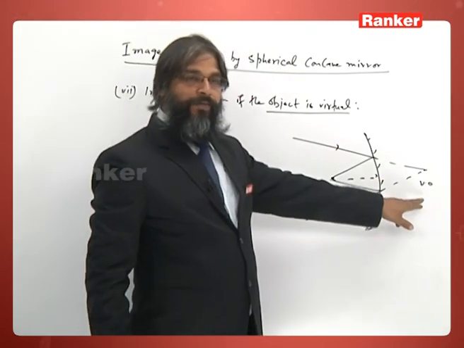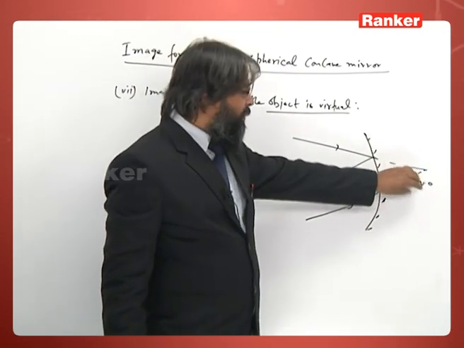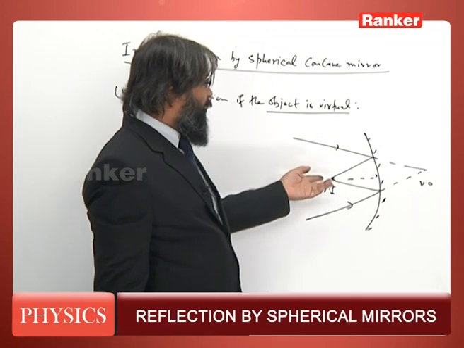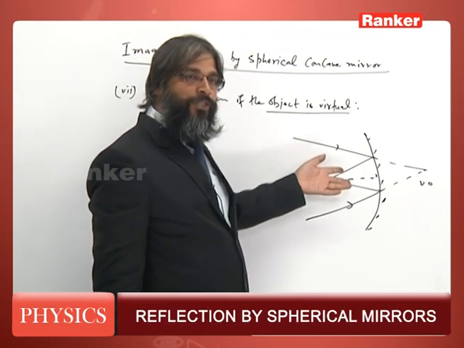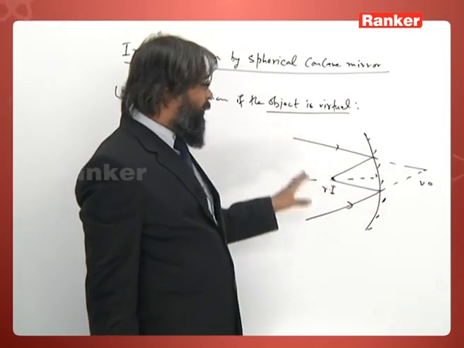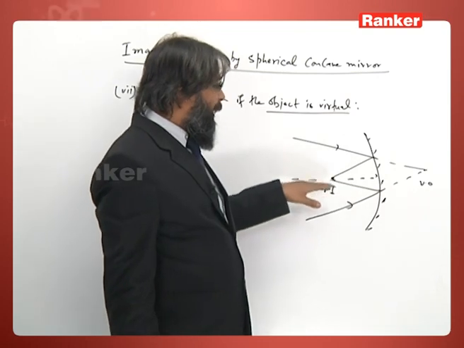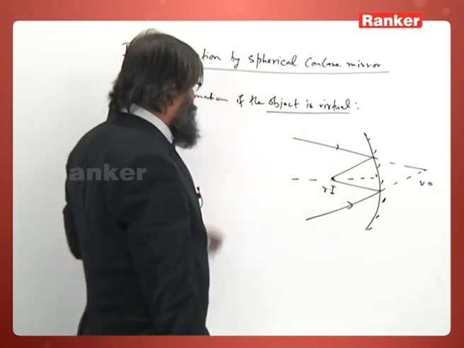My object is a virtual object which is lying this side and my image, presently it is a real image, but whether it is again a virtual image, real image or what, we have to see. So if my object is a virtual object, then what type of image will be formed? Let us take up this case.